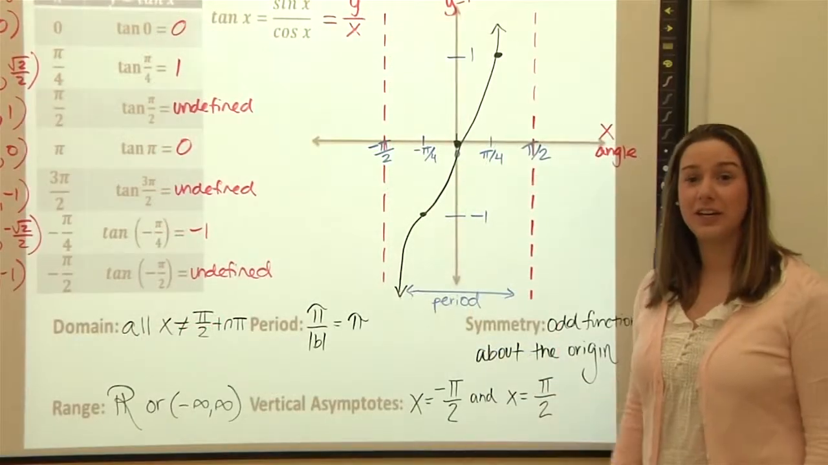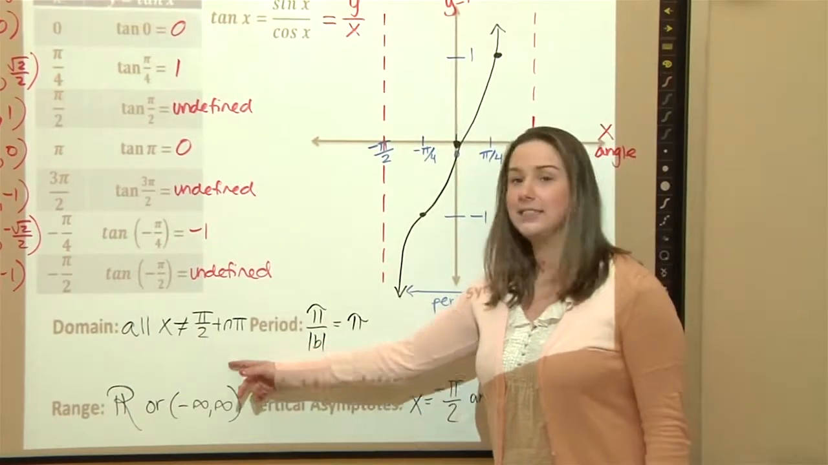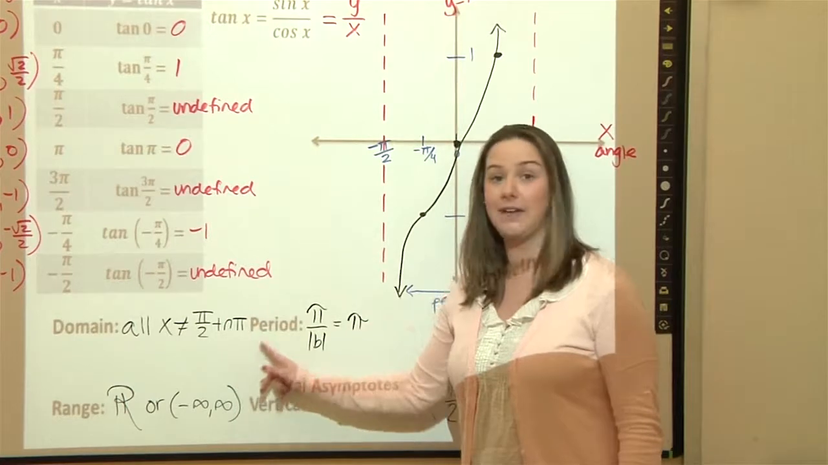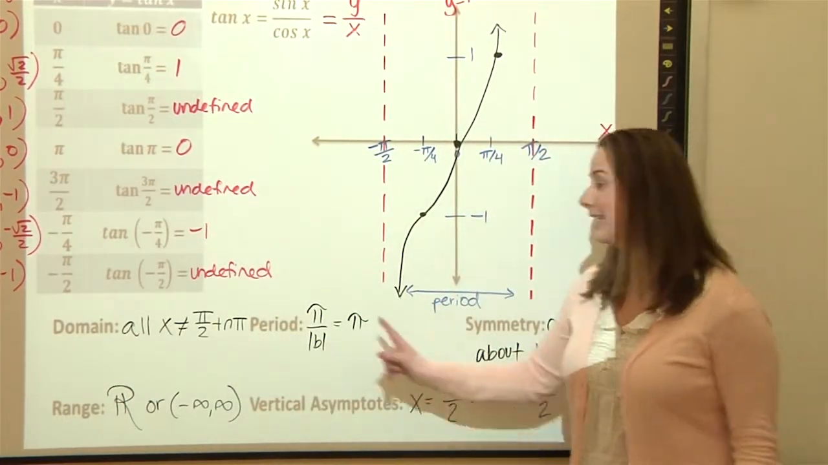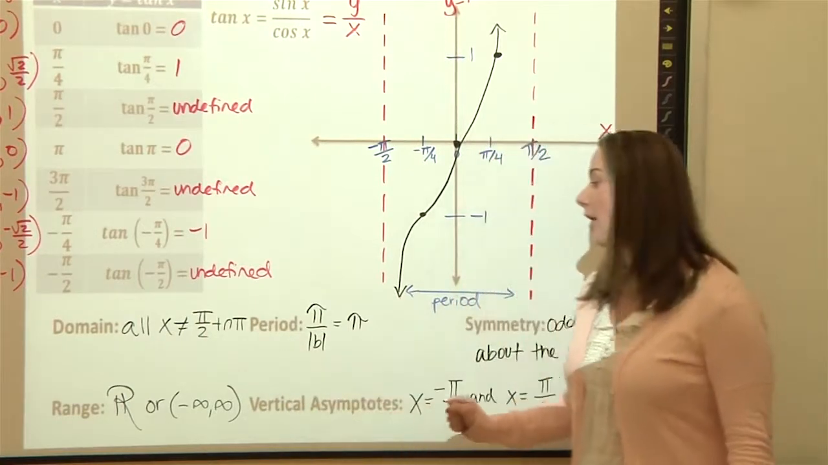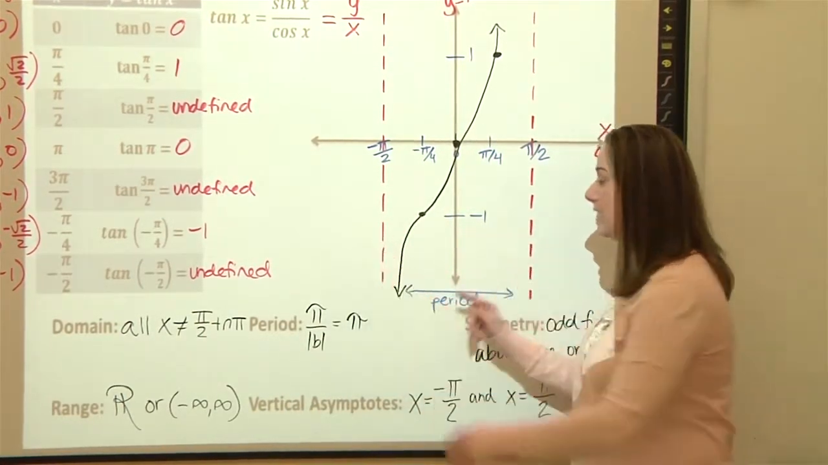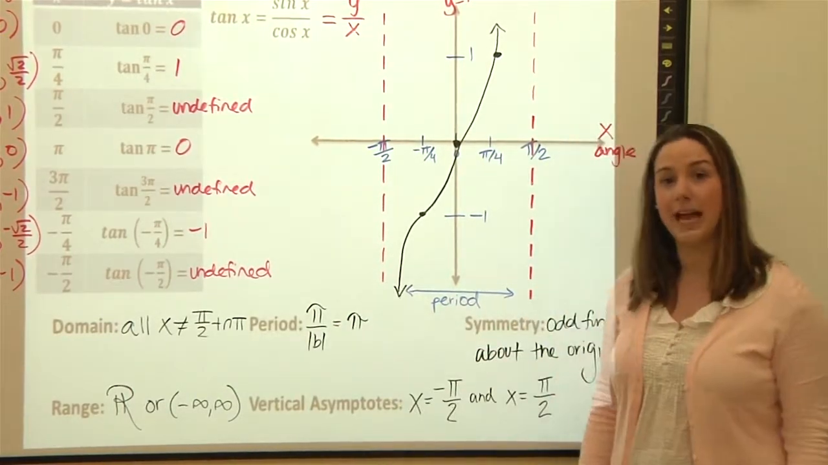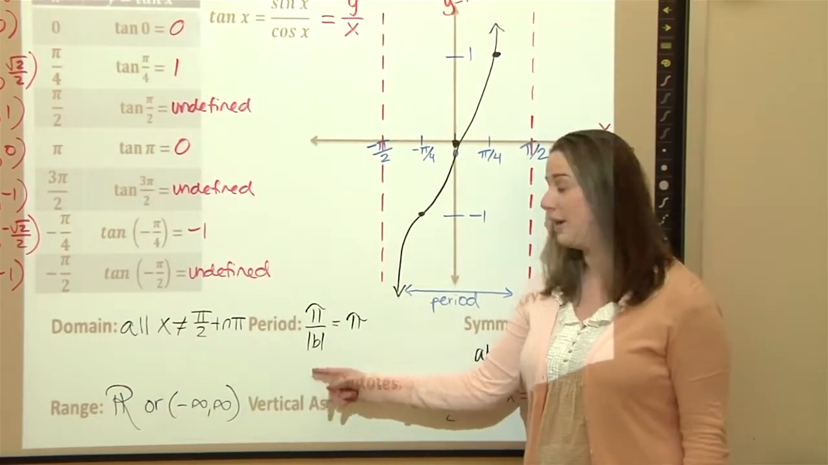So let's take a look at our key information. Our domain is going to be all of x that can equal pi over 2 plus n pi, because this is where we're going to have asymptotes. So our domain is going to be all reals except this. Our period is going to be pi. Our distance from here to here is a value of pi, because our formula is pi over the absolute value of b, and for this problem our b value is 1.